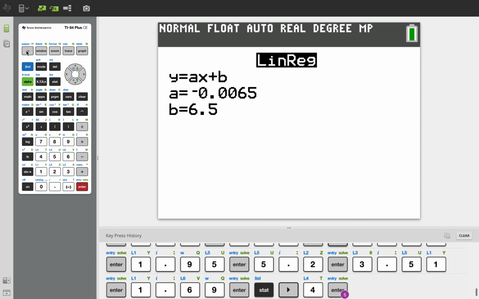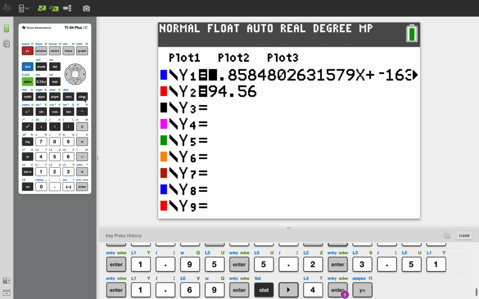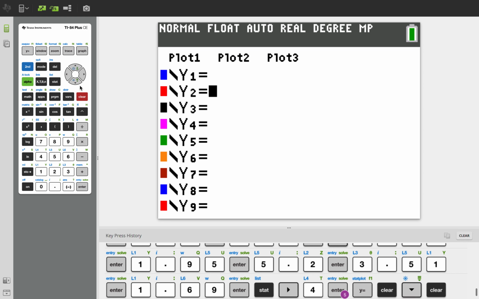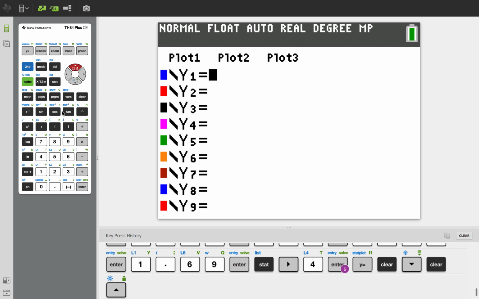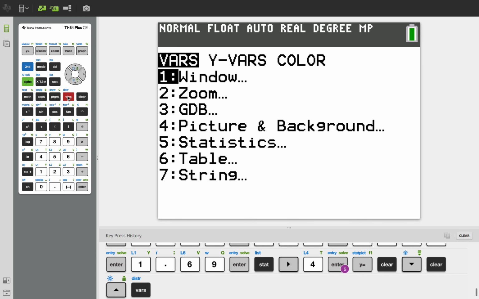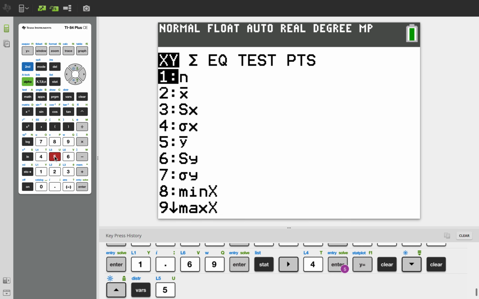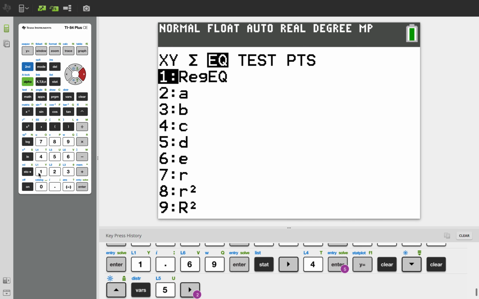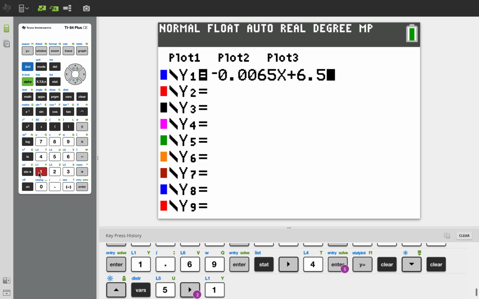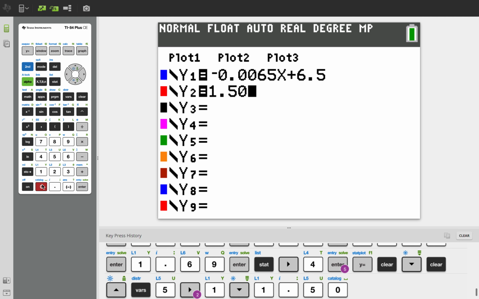So step 1, go to Y equals, clear whatever you have there. And you're going to always press VARS, under Y1, number 5 for statistics. You're going to go to the right and press number 1. So it copies and pastes the equation for you. And since we're given the Y value of 1.50, that's where you have to put it under Y2. So whenever they give you a Y coordinate, put it under Y2.